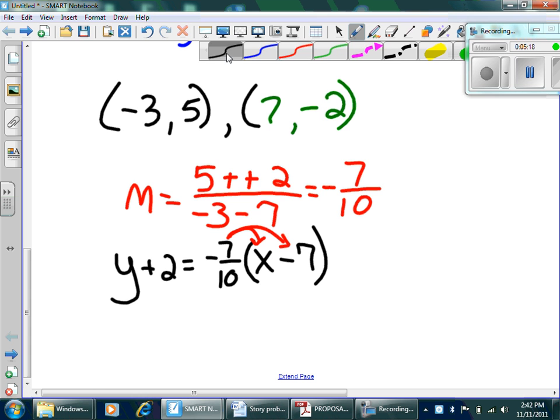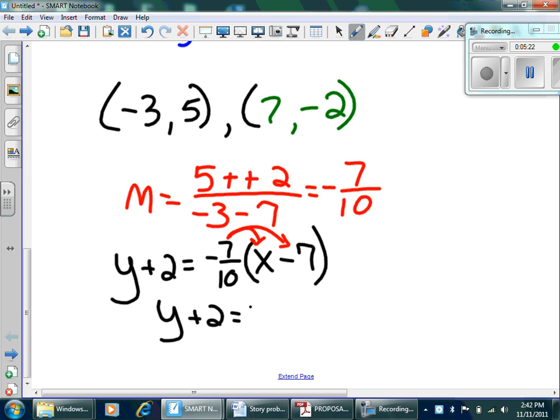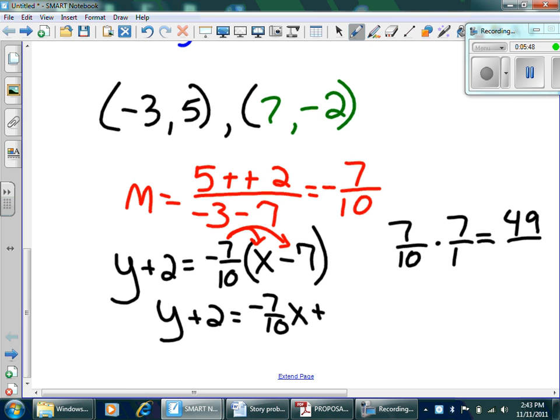And when I distribute, I will end up with y plus 2 will equal negative 7/10 x plus, now this 7/10 times 7, nothing's going to cancel out on it because canceling is a division thing, and there's no common factor between 7 and 10 other than 1, and dividing by 1 doesn't do anything. So since nothing's going to reduce or simplify or cancel, I'm just going to multiply and get 49 over 10.